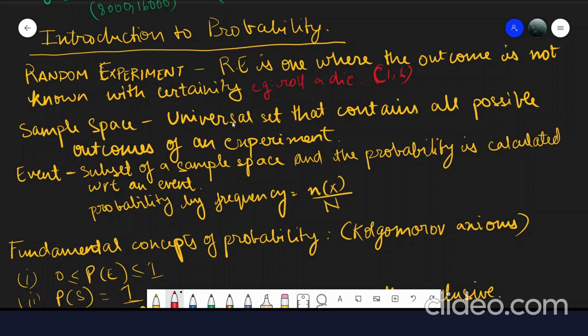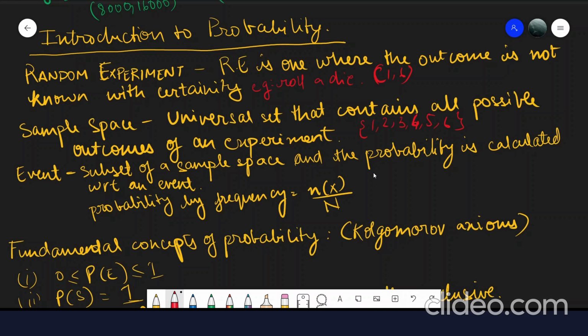A sample space is a universal set that contains all the possible outcomes of an experiment. Taking the same previous example where we roll a die, the sample space would be all the values that the outcome can take. When you roll a die, you can get any number between 1 to 6 inclusive, right? So that is basically the sample space of our random experiment.